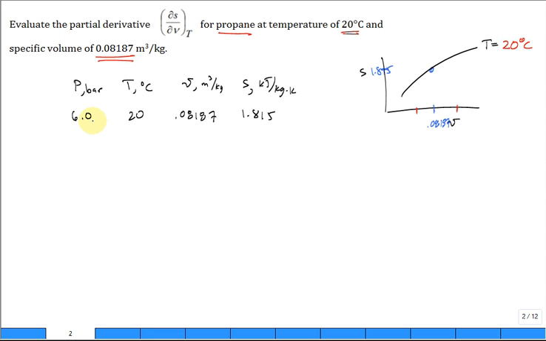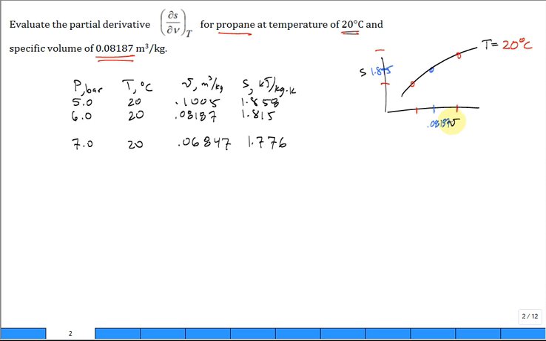Well, go to another pressure block. Maybe go to the pressure block of 5 bar, 20 degrees C, so it's the same temperature, 20 degrees C. We look up the specific volume, 0.1005, and the entropy, 1.858. Likewise, maybe we go to the pressure block above, 7.0 bar, 20 degrees C. Look up the specific volume, 0.06847 for the propane, and the entropy, 1.776. So you just picked off two values like that.